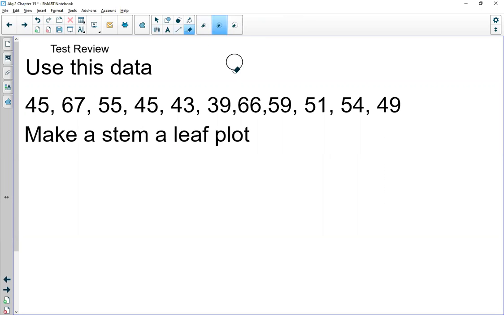Okay, so let's first start off with a stem and leaf plot. We're going to use this data. Along with this data, we're going to do other things like max, median, mode and stuff like that, but let's go with this. First off, let's do a stem and leaf plot.